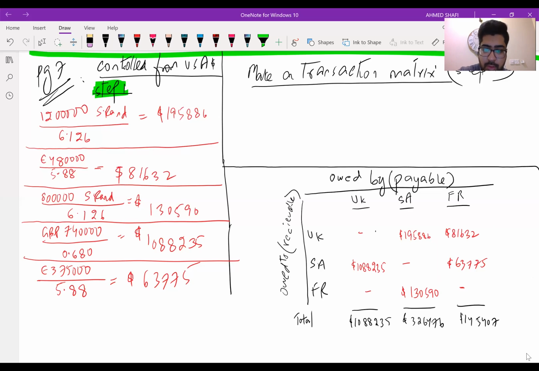This is the total of payable or owed by, right? You added all payable balances, right? So this is the total of owed by or payable. Now total like this as well.